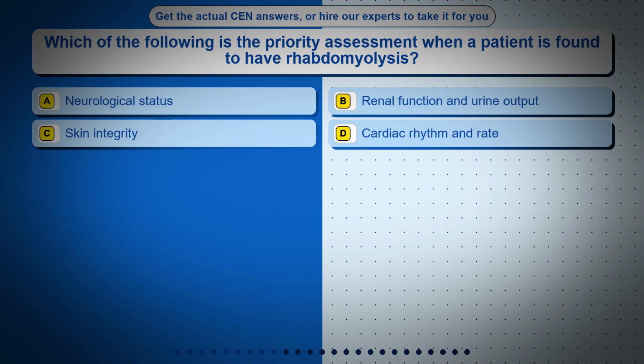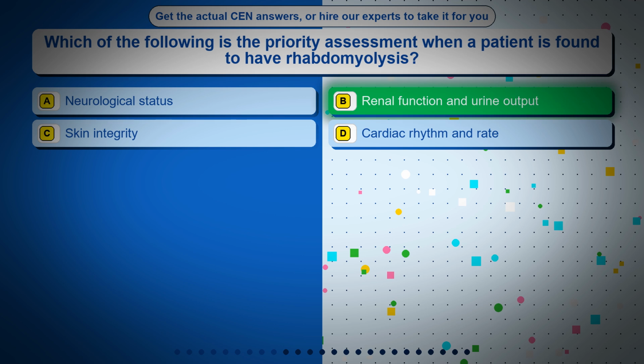Question 9. Which of the following is the priority assessment when a patient is found to have rhabdomyolysis? Option A, neurological status. Option B, renal function and urine output. Option C, skin integrity. Option D, cardiac rhythm and rate. The correct answer is option B, renal function and urine output.